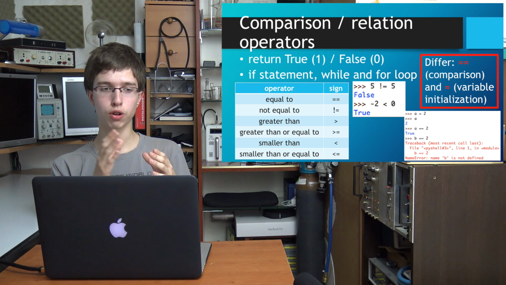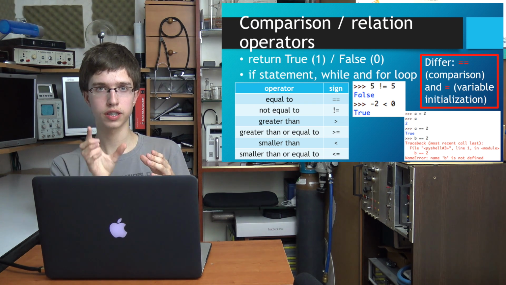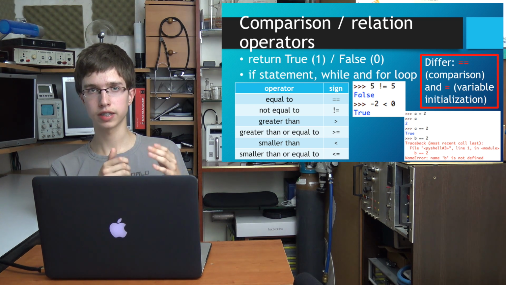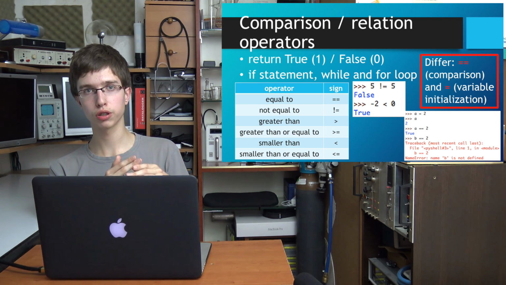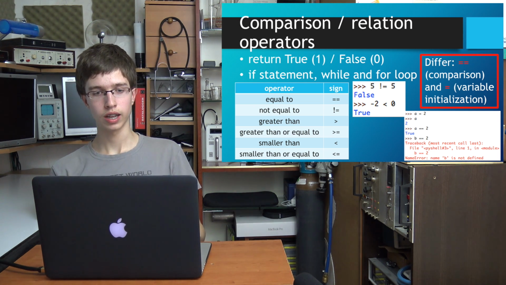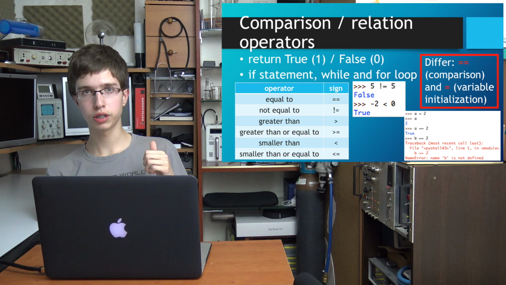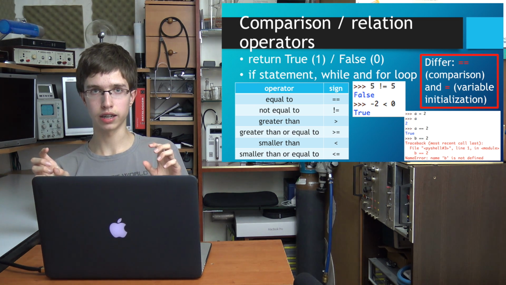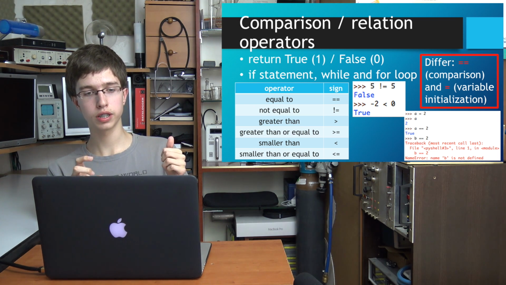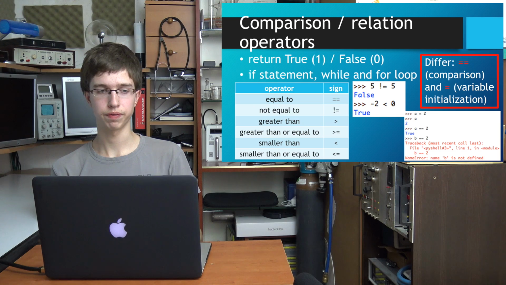Relation operators are part of conditions in those statements and loops. More about the if statement, while, and for loop you're going to see in one of the next presentations about them. And it is very important to differentiate the double equal sign, which means comparison, from the equal sign, which means variable initialization, and for this we also have an example here.